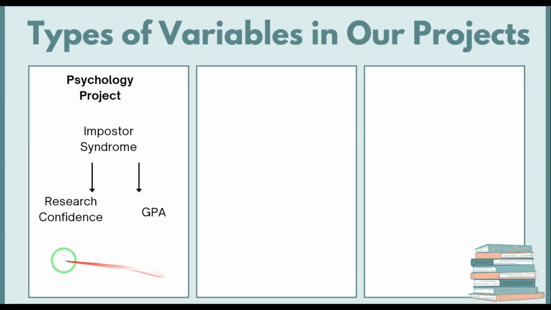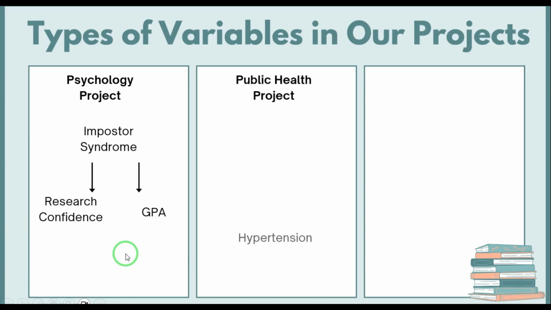But at this step, just stick with the dependent and independent variables, okay? So let's move on to the next project. In our health study, the outcome that we want to explain is hypertension. Easy. We want to know why some people develop hypertension while others do not.